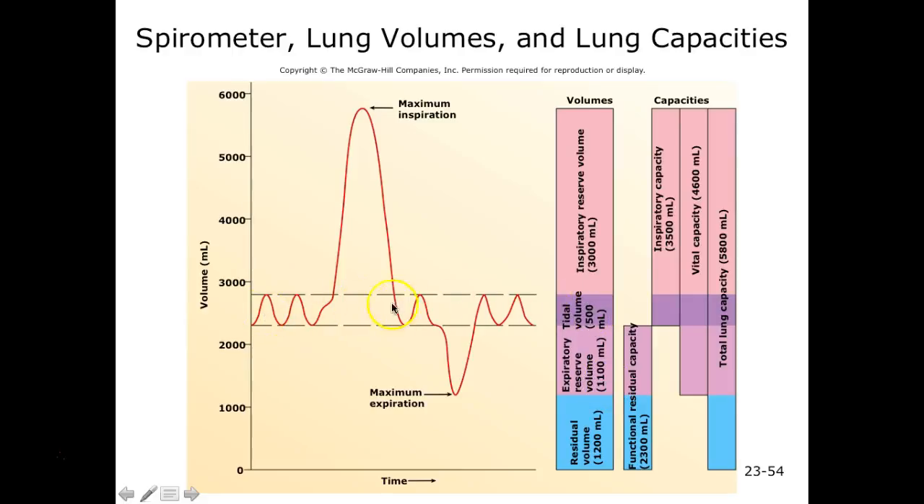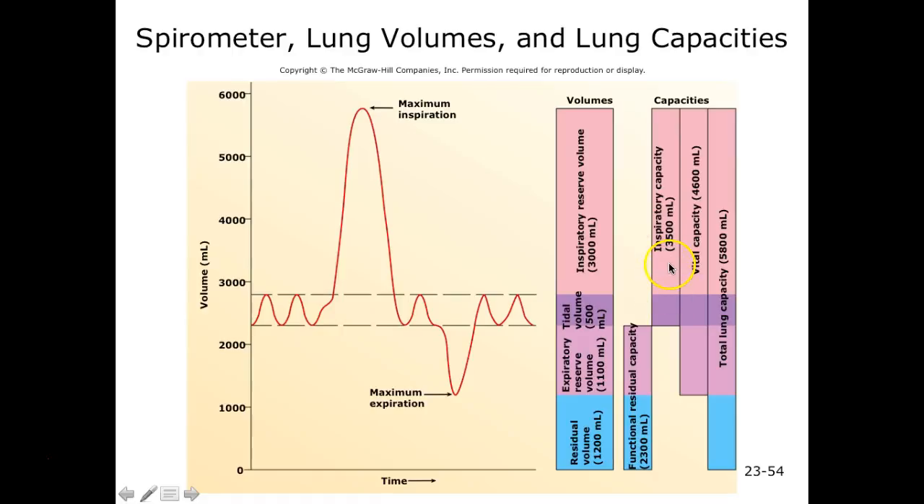You can see your tidal volume is here. That's your normal breathing. We have your expiratory reserve volume, which is the maximum amount of expiration that you can do. That residual volume is what is left in your lungs after you push all the air out. And then we have your inspiratory reserve volume, which is all the air that you can breathe in after normal inspiration here. And then the rest of these capacities are all volumes that we can add together.